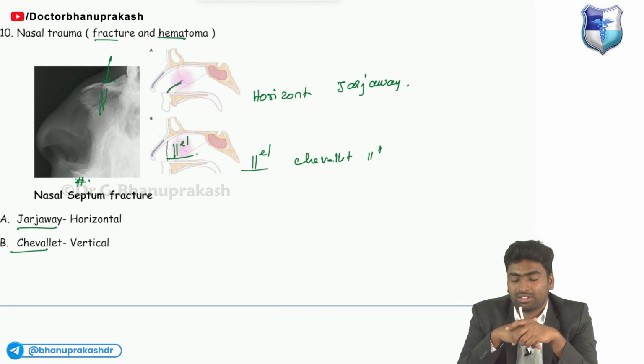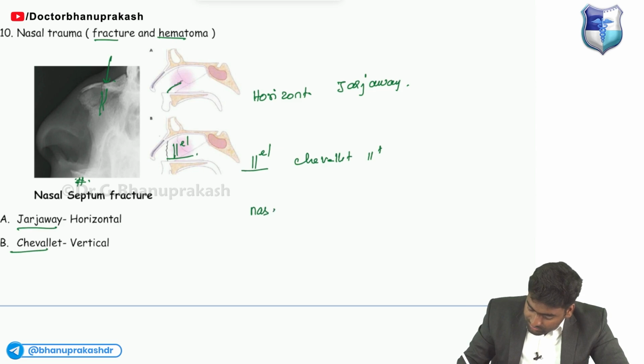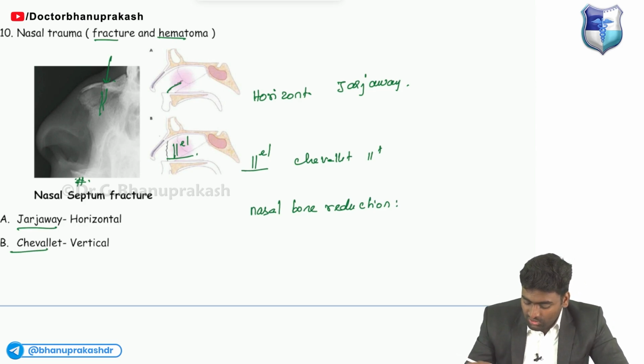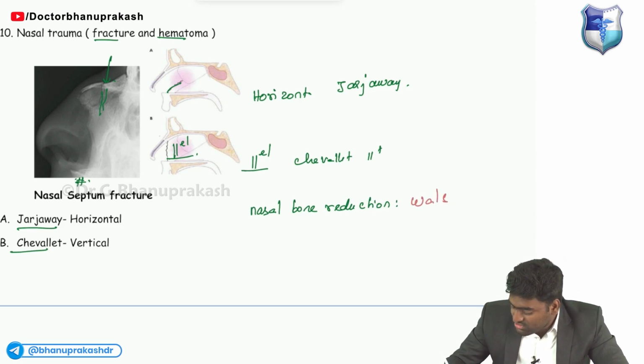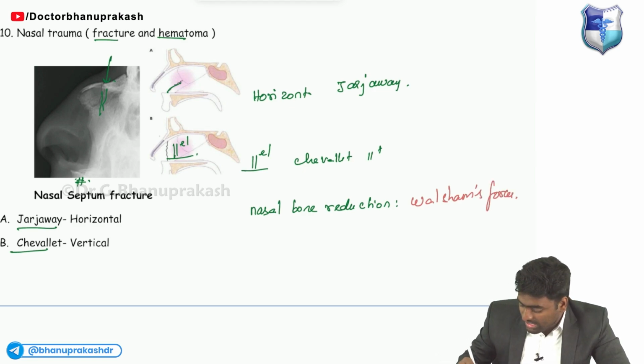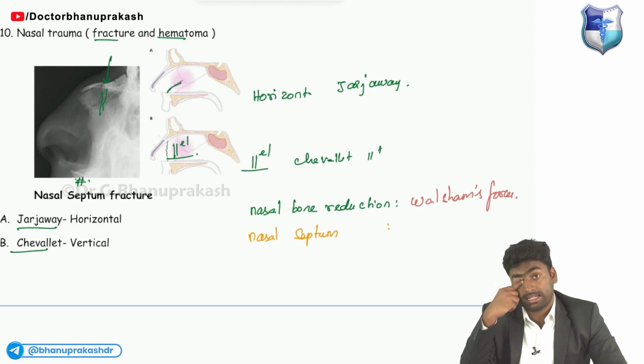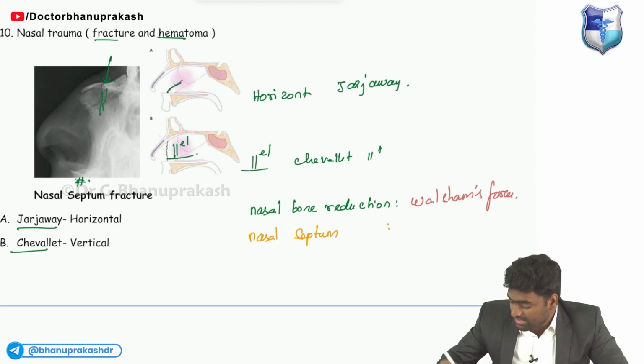And for reduction of this nasal bone fracture, what is the name of the instrument you will use? For nasal bone reduction, what is the name of the forceps you will use? Yeah guys, is it Ashley's? No, it is Walsham's forceps. Whereas for the nasal septal reduction, we will use Ashley's forceps.